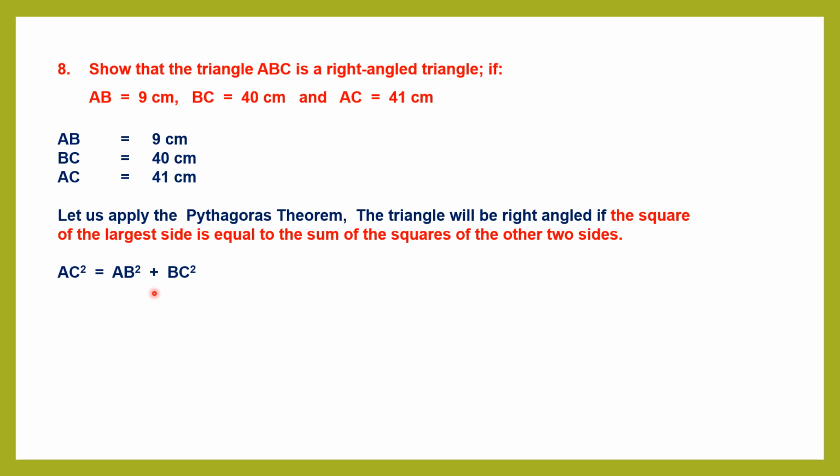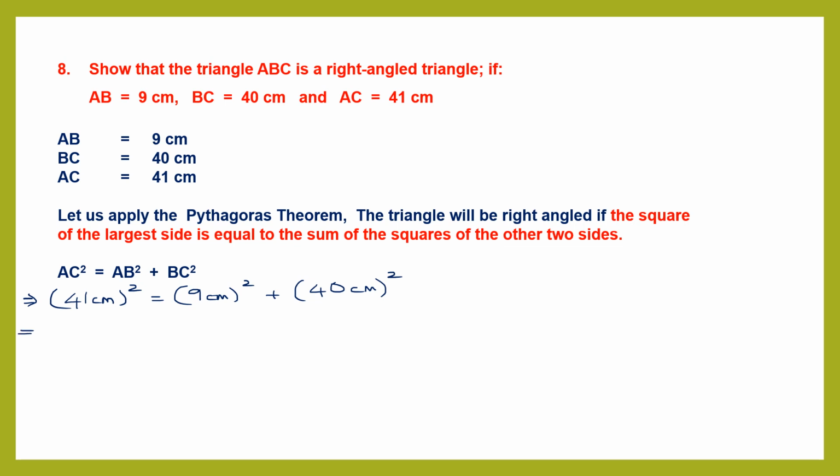AC square is equal to AB square plus BC square. Now why did we take AC square? Because that is the largest side. Can you see? So that is the hypotenuse. So let's take that 41 centimeters. So this will be equal to 41 centimeter square is equal to AB square, that is 9 centimeter square. AB is 9 centimeters plus BC. How much is BC? 40 centimeters, the square of this.